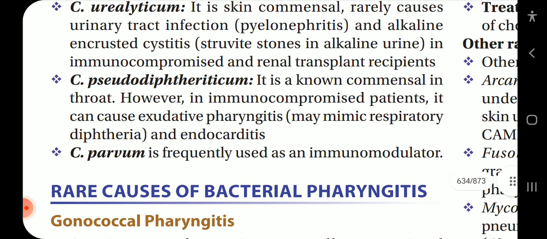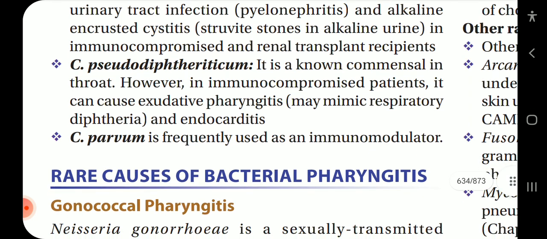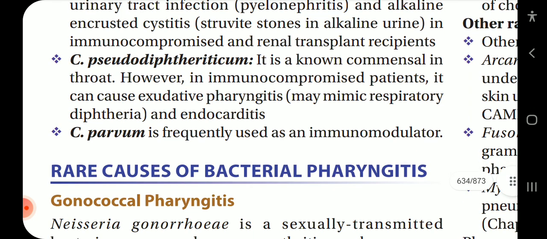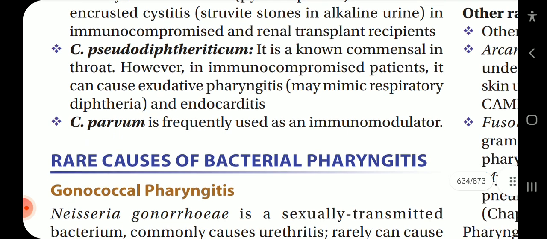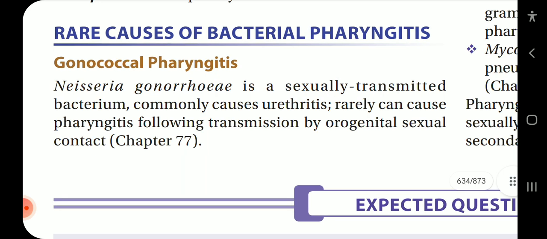Corynebacterium diphtheriticum is known to cause the common cold in the throat. However, in immunocompromised patients, it can cause exudative pharyngitis, and may mimic respiratory diphtheria, and cause endocarditis. Corynebacterium parvum is frequently used as an immunomodulator. Rare cause of bacterial pharyngitis: gonococcal pharyngitis.